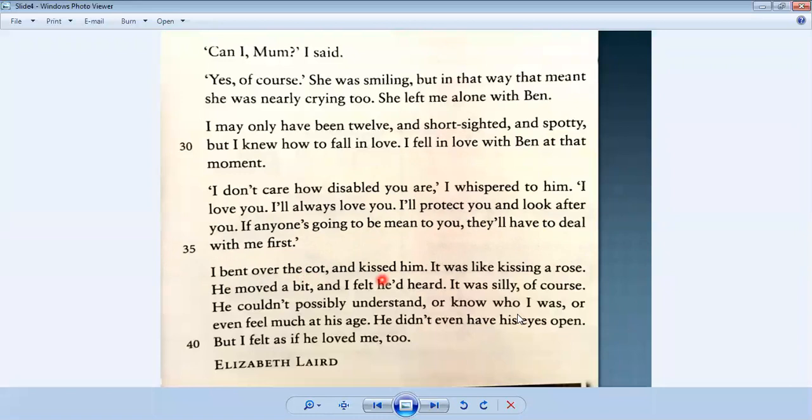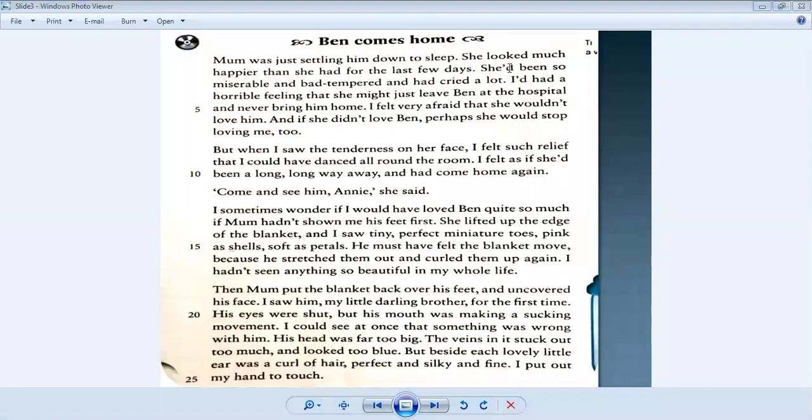Okay, so this is our story about the band and the brother. Now let's have a look at the text here. Mom was just settling him down to sleep. She looked much happier than she had for the last few days. Her mom must have had a hard time, right?